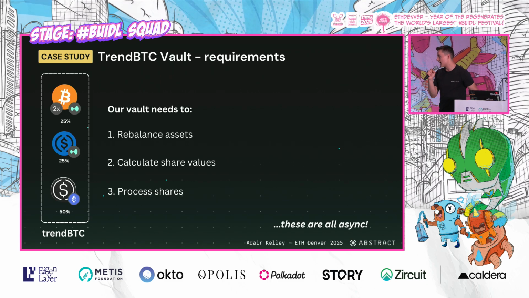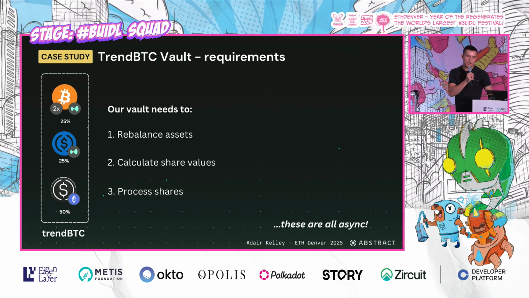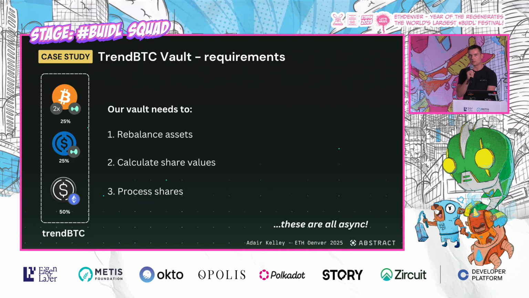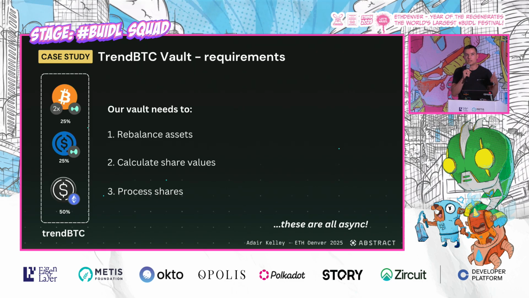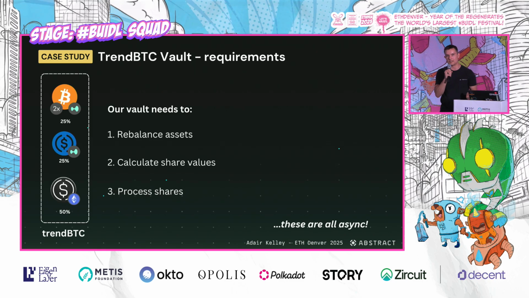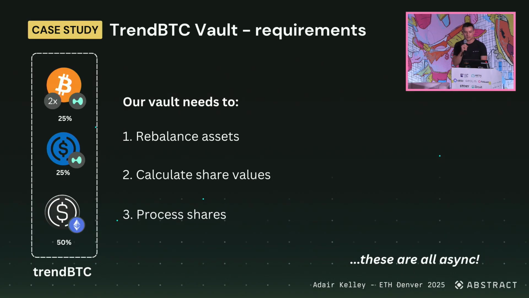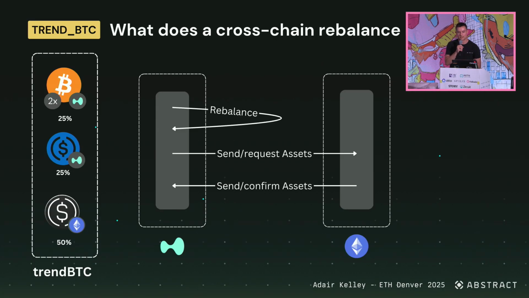Every single one of these actions is asynchronous, and many applications in Web3 are fully synchronous, which, yes, offers novel mechanisms like flash loans, but this is not a case where that applies.